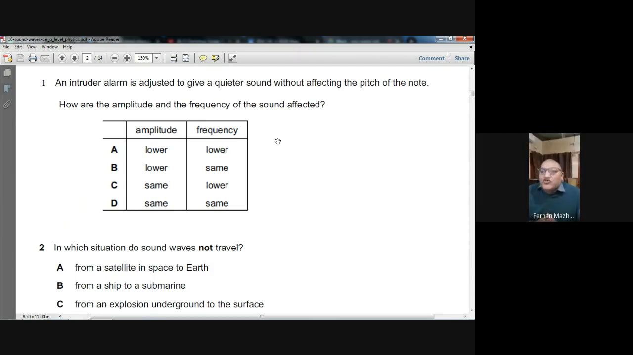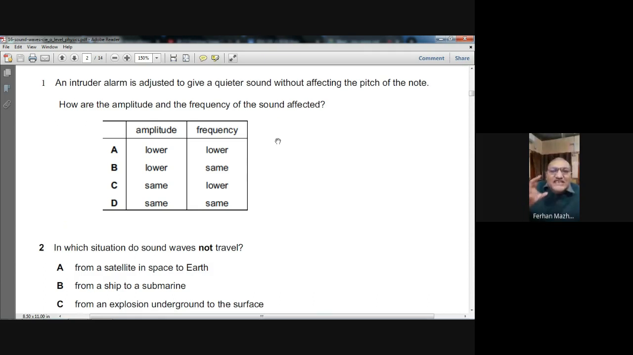An intruder alarm is adjusted to give a quieter sound without affecting the pitch of the note. How are the amplitude and the frequency of the sound affected?